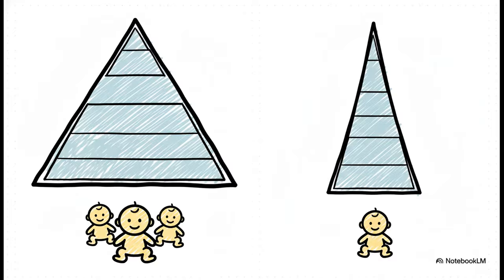Step 1, always check the base. This is your number 1 clue, your starting point. If the base is super wide, like a big, sturdy foundation, that means one thing. A lot of babies are being born. That's a high birth rate. If it's narrow, you guessed it, a low birth rate.